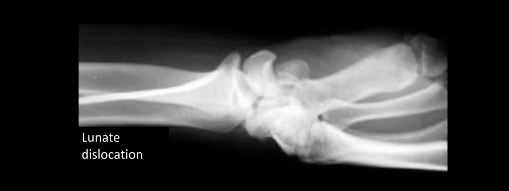Next, the lunate dislocation. Lunate is the most commonly dislocated carpal bone. It is dislocated anteriorly when a person falls with an acutely dorsiflexed hand, and it presents the features of carpal tunnel syndrome.